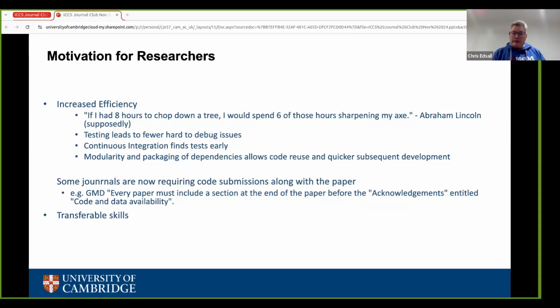One reason you might want to do it is now that it's a requirement. Some journals are requiring code submissions to go along with the paper. So Dominic pointed out that GMD, Geoscientific Model Development, says every paper must include a section at the end before the acknowledgements entitled Code and Data Availability. And finally, if you decide to pack it all in and go and do high frequency trading or whatever, you'll find that these skills that you've learned while doing research software engineering are transferable to other industries.